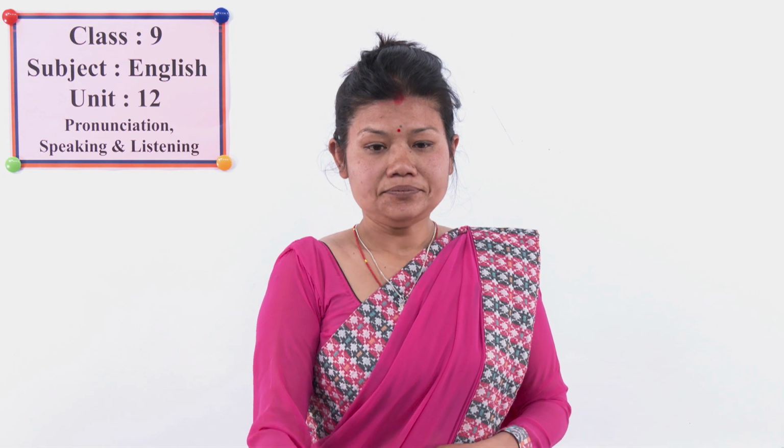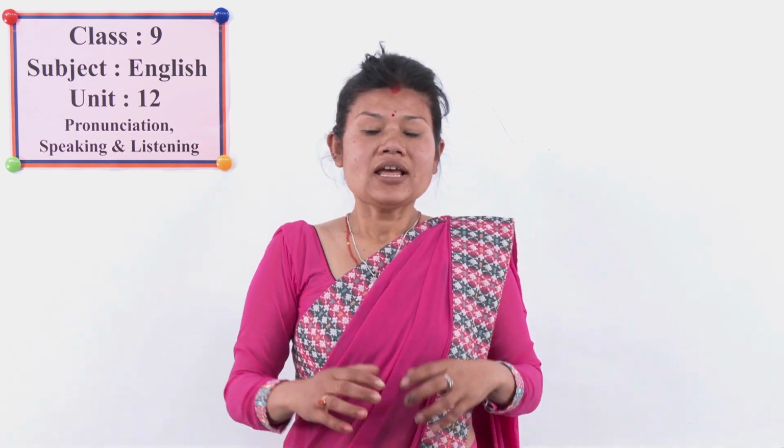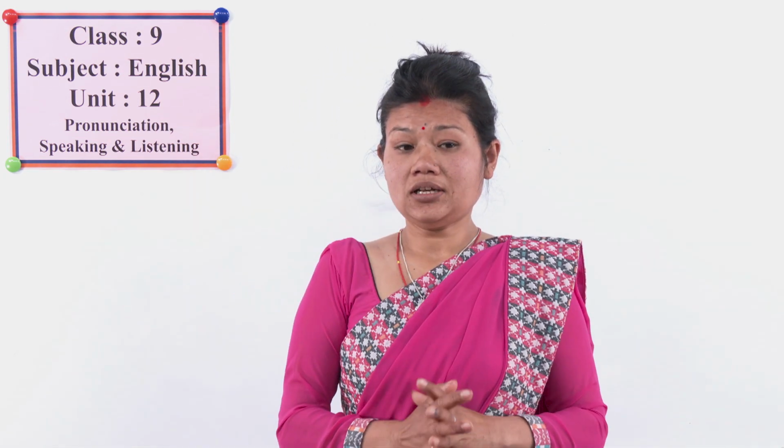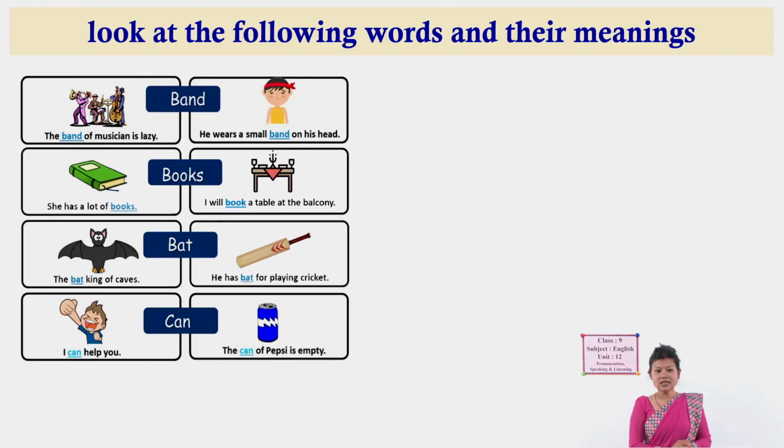So, let us start. I would like to start from a picture here, dear students. The instruction says, look at the following words and their meanings. You can see a picture here, and there are 4 words. Let us read the meanings of these words. For each word, there are 2 meanings given, on the left and on your right. The first word is band, and on your left, what can you see?